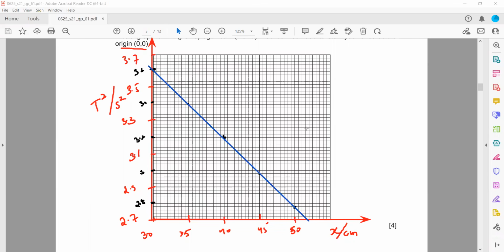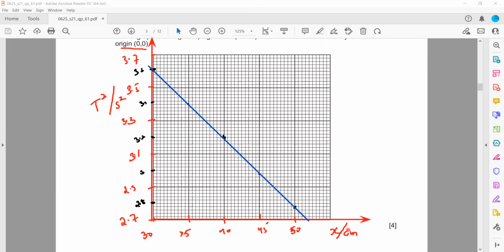So this is how we sketch this graph. It is important that you label the axis, the distribution of the marks. One mark is for labeling the axis. One mark is for selecting a suitable range of a scale, for example, as I select from 30 to 50 and 2.7 to 3.7, that will award you the second mark. Then marking the points, all the points should be marked correctly. That will give you the third mark. And drawing the line of best fit here, that will give you the fourth mark.